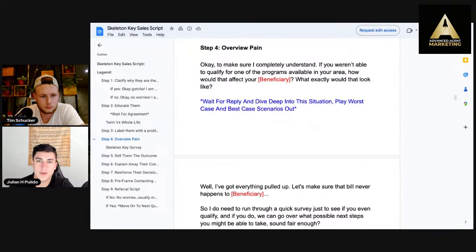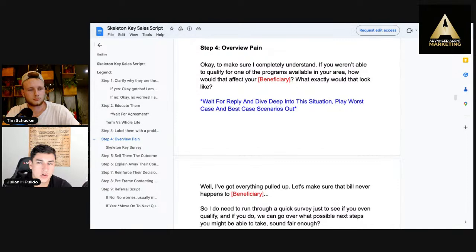Step 4, overview pain. This is diving deeper into that. I'll kind of role play it out and we can go back through it if we need. But okay, to make sure I completely understand, if you weren't able to qualify for one of these programs available in your area, how would that affect your daughter? What exactly would that look like?